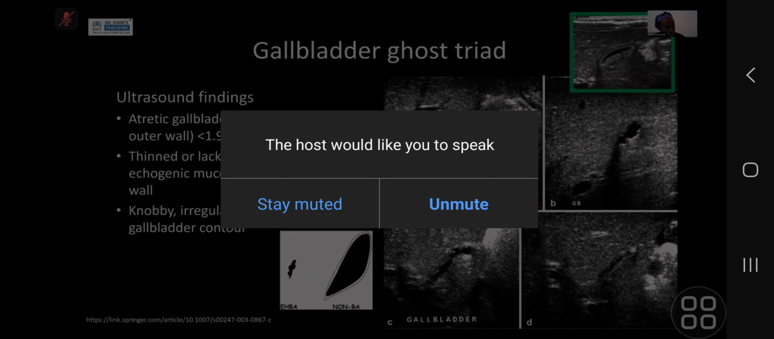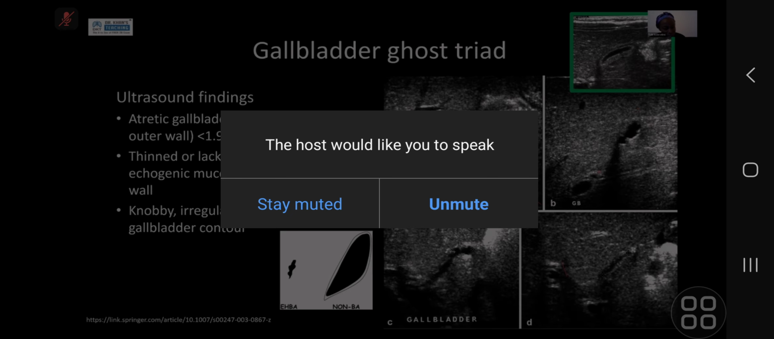So this is just a bit more about your gallbladder ghost triad. You get a small gallbladder, so less than 2 centimeters is what I have in my head. And you get irregularity, and then you also get thinning or absence of the echogenic mucosal lining.